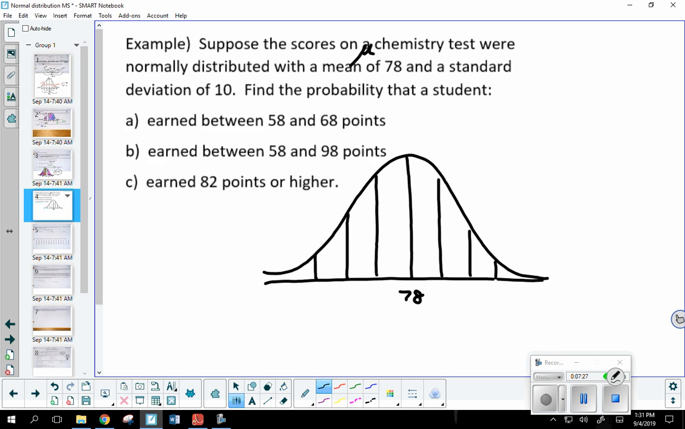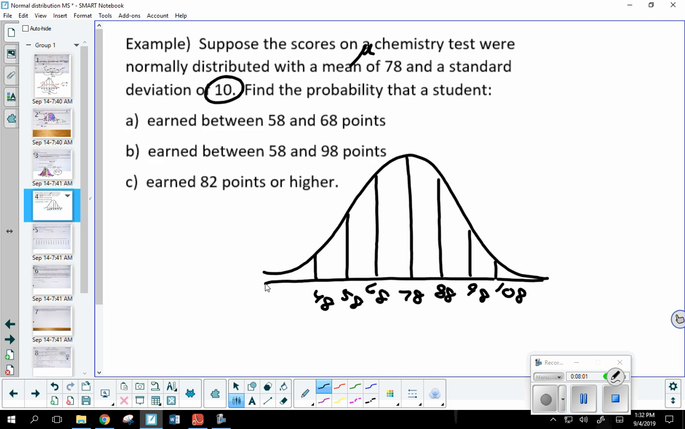Okay. So how do I figure out what these values are going to be? Like, what would this first one above 78 be? There you go. What you would do is take the mean and you add that standard deviation over and over again. So plus 10 is 88, plus 10, 98, plus 10, 108. So if you add to go above, what do you do to go below? Subtract. So this would be 68, 58, 48.